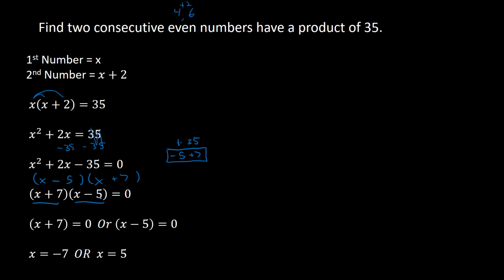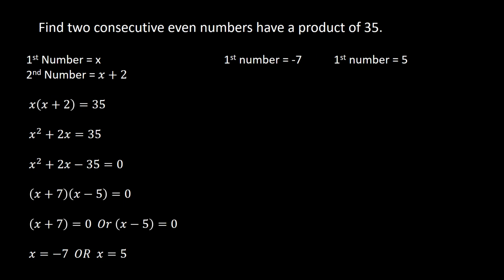Now go back to the original question. It says here, first number is going to be x, second number is x plus 2. So if the first number is x, we found x is negative 7 or 5, the first number could be negative 7 or 5. And if the first number is negative 7, then the second number is negative 7 plus 2, which would be negative 5. And then if the first number is 5, the second number needs to be 2 more than that, so 5 plus 2, which is going to be 7. So that would be my solution.